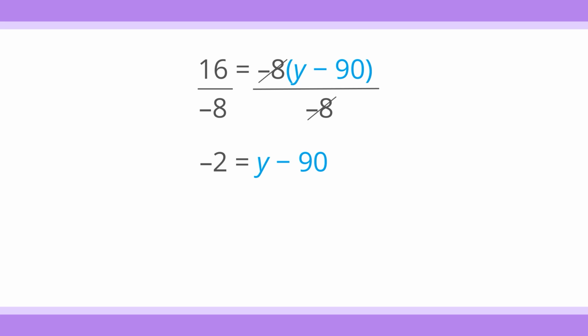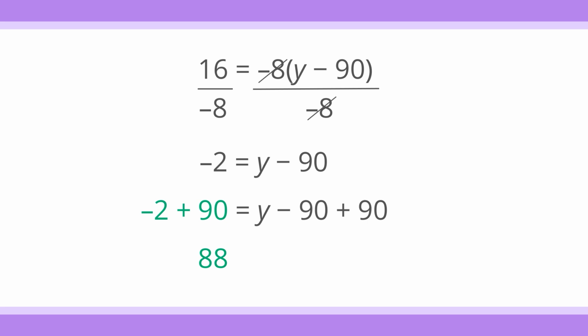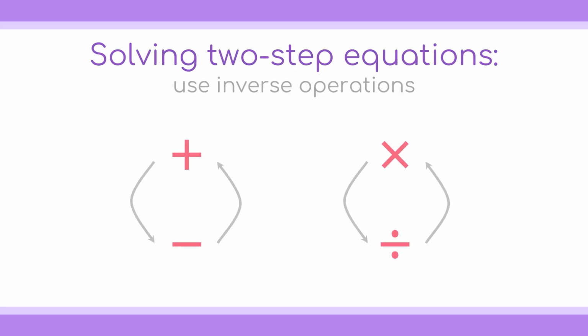Lastly, since 90 is being subtracted from y, we'll need to add 90 to both sides. Negative 2 plus 90 is 88, and on the right, our 90's cancel out, leaving us with just y, so y equals 88. Great job solving these types of two-step equations. Always remember to use inverse operations when solving.